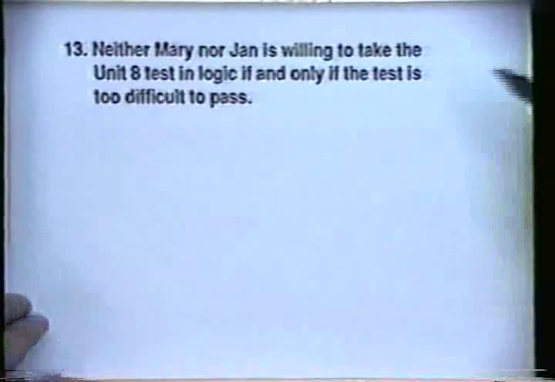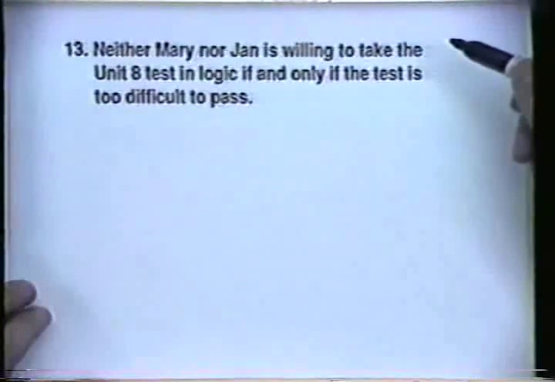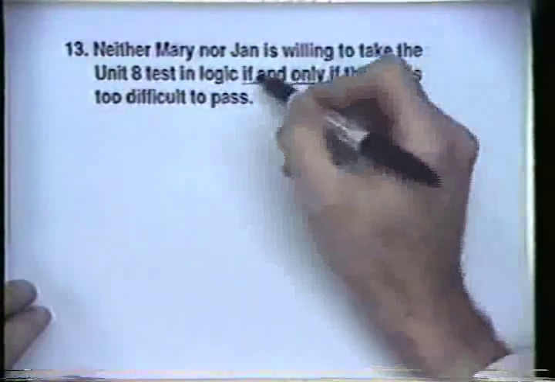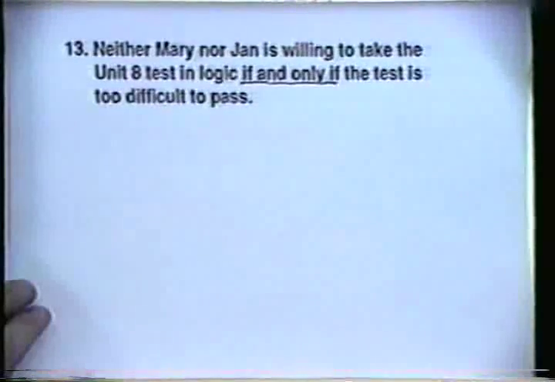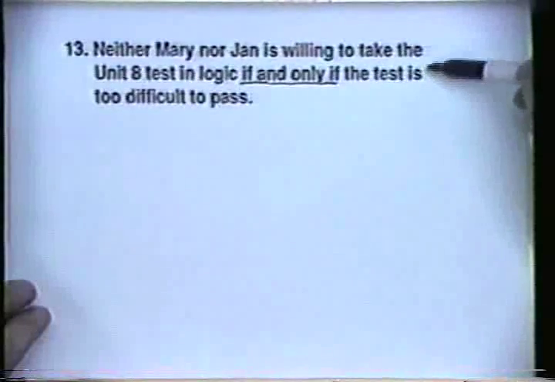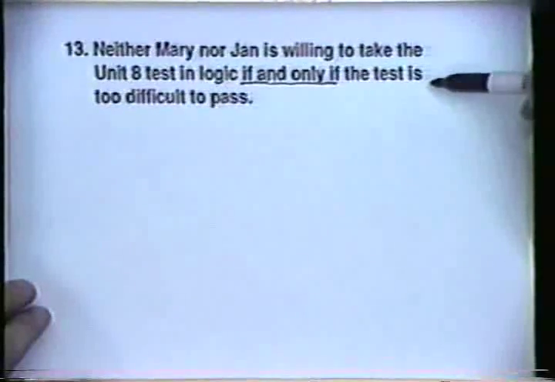So let's start with 13. Neither Mary nor Jan is willing to take the Unit 8 test in logic if and only if the test is too difficult to pass. Well, like the other sentences, we first identify the main connective. Notice here that we have if and only if, that equivalence or biconditional connective, bringing together what is an atomic sentence on the right-hand side, the test is too difficult to pass, with something more complex as the left-hand side, this negated disjunction.